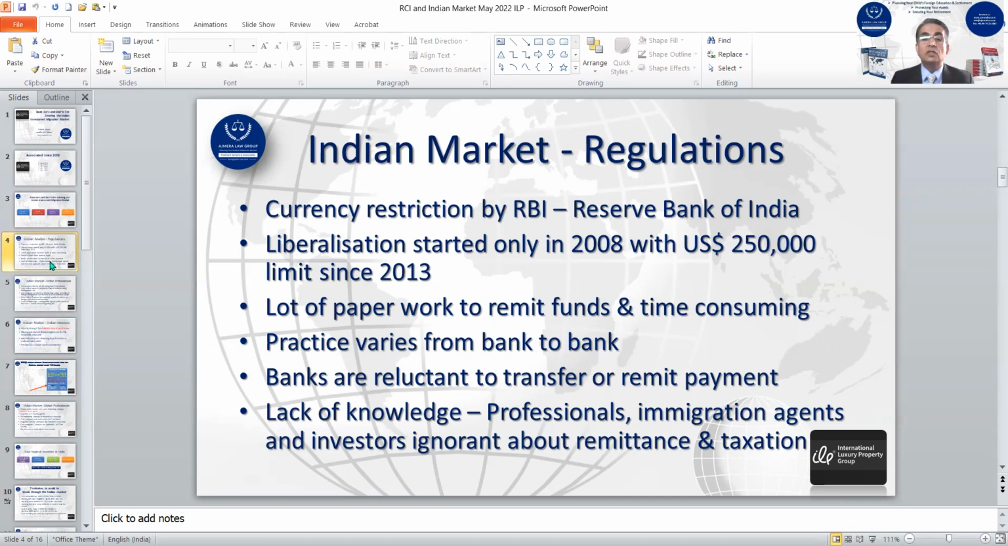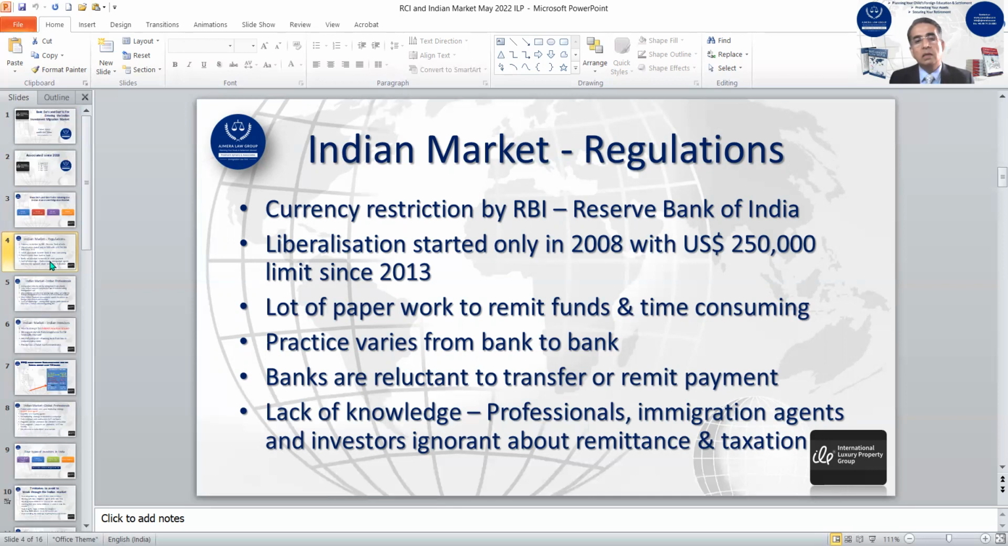Although it is a central bank, we have seen that the practice can vary from bank to bank in India, or even within the same bank from branch to branch. Many small Indian banks or small branches are reluctant to do the transfers or remit the payment. They give you such a big list of documents and requirements to transfer the money that it's as good as saying, we are not interested in doing this one.